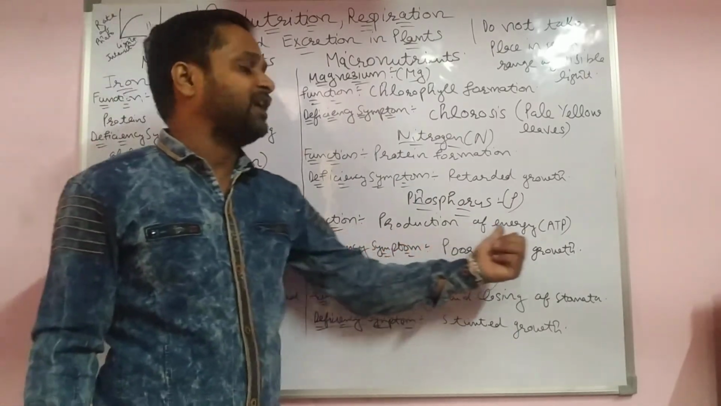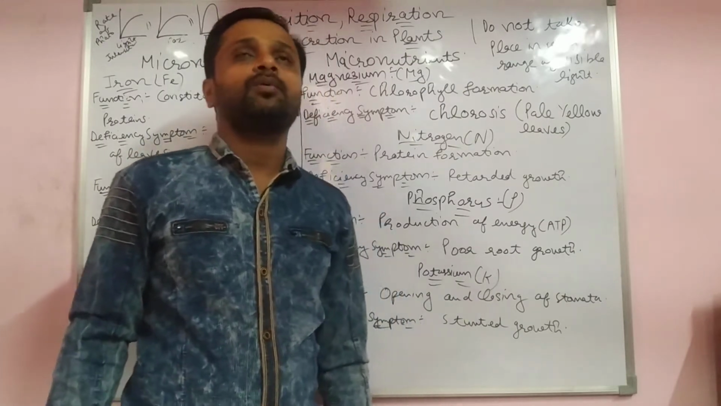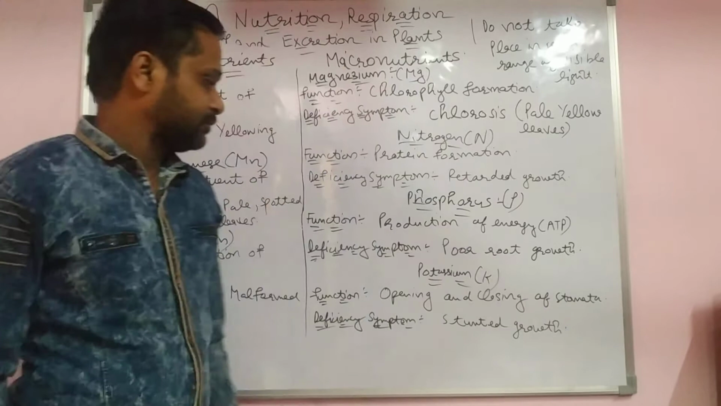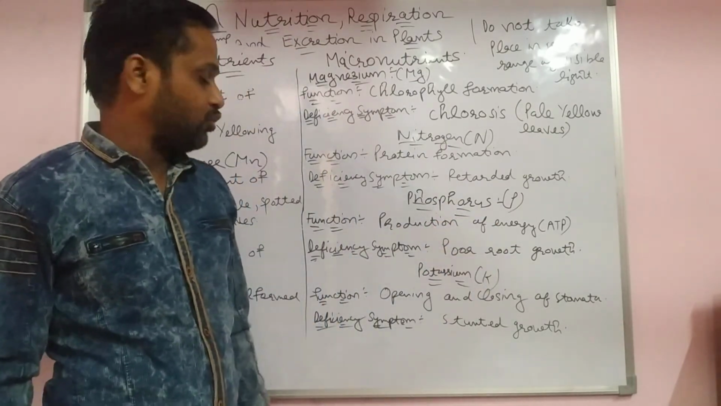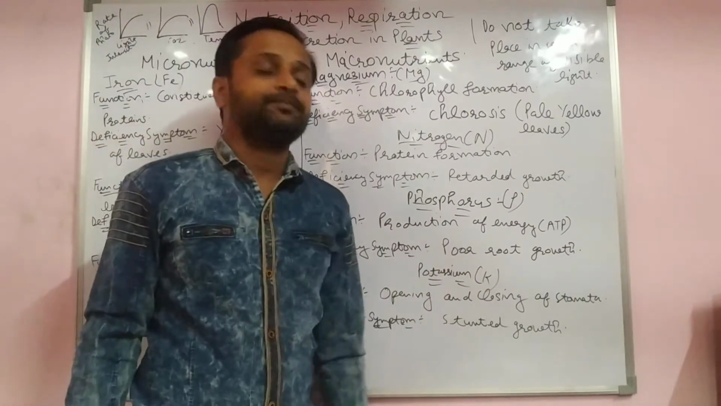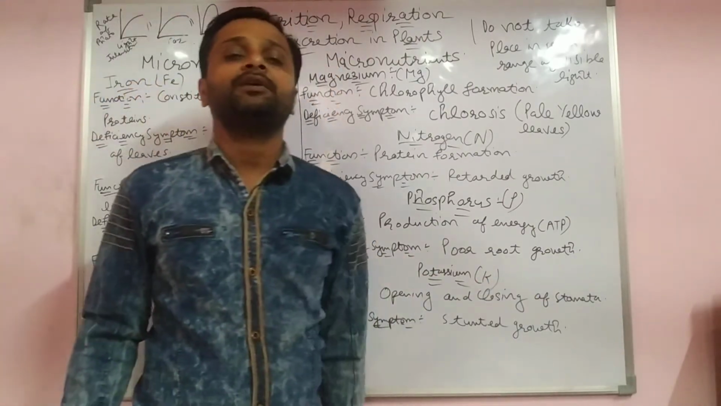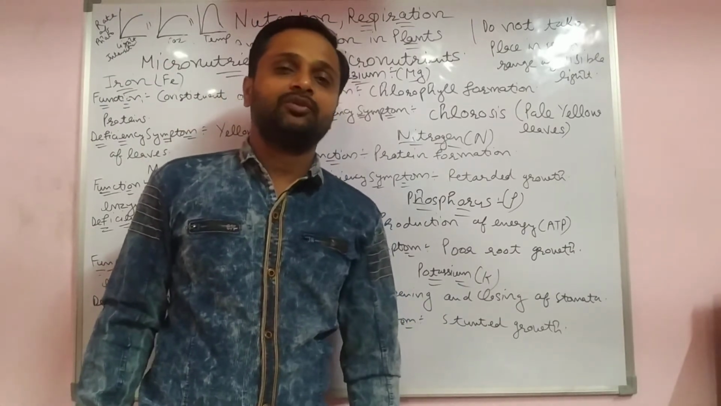Third one is phosphorus. Function: production of energy, ATP. Adenosine triphosphate. What is the full form of ATP? Adenosine triphosphate. It helps in the production of energy from the food. Deficiency symptom: poor root growth. Roots do not grow properly. If roots do not grow, the plant does not get water and minerals properly. That's why the plant dies.